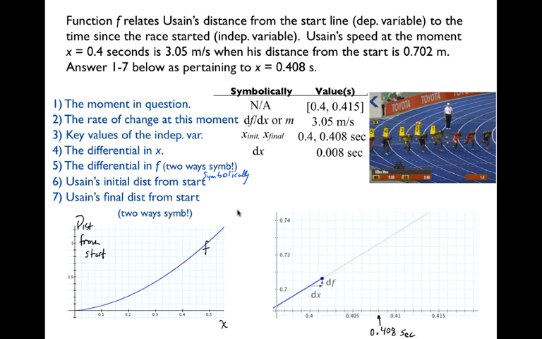Okay, so for the differential in f, there's actually three ways. The shortest, most compact way would be df. df, not d of f. It's not function notation. It's all one thing, df. Okay? You could also say, to get df, so I have df there.